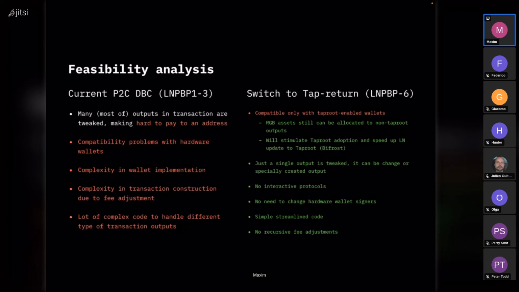And I think that throughout this presentation, it's quite clear that it looks good. So if any of you have any counter arguments of doing this switch, probably let's discuss them.